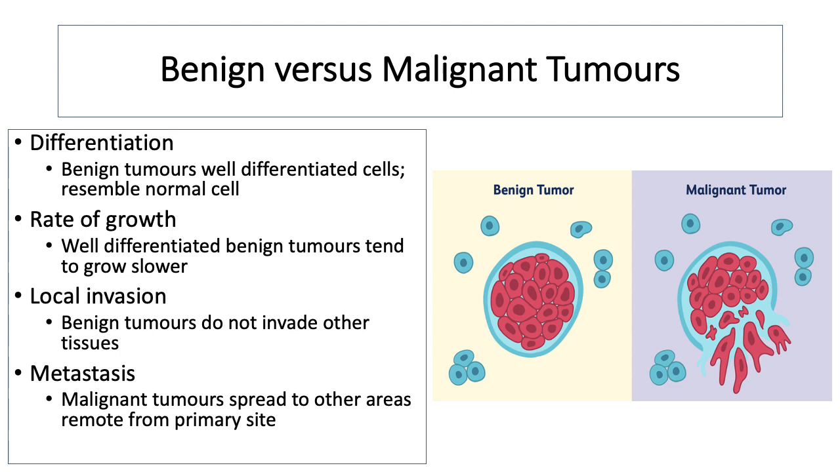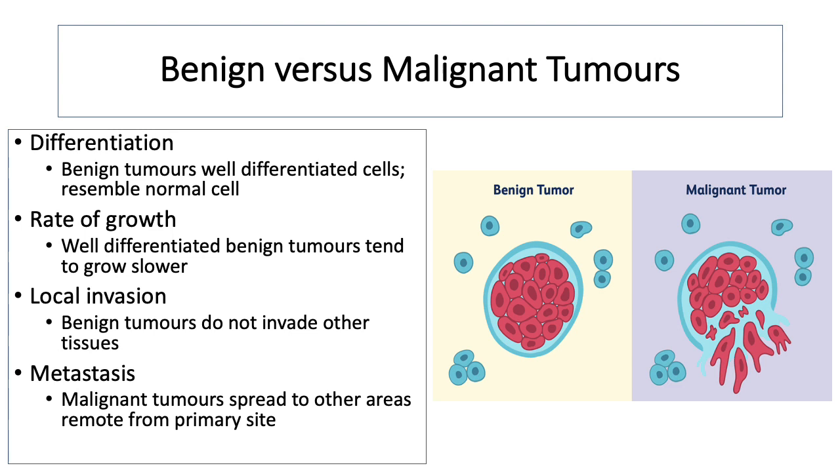And then the fourth difference is the issue of metastasis, depending on how you want to pronounce it, where malignant tumors spread to other remote parts and form secondary sites, for cancers to begin from there. But with benign tumors, they basically remain wherever they are. So I hope you got this difference because this is extremely important.